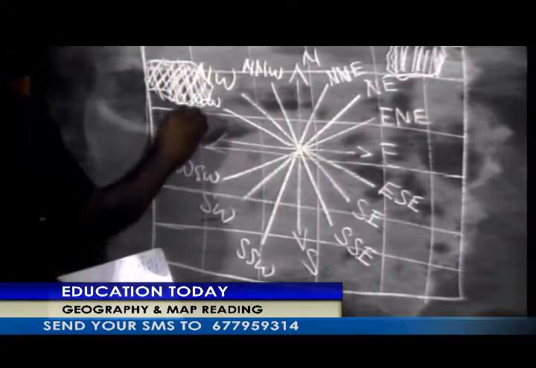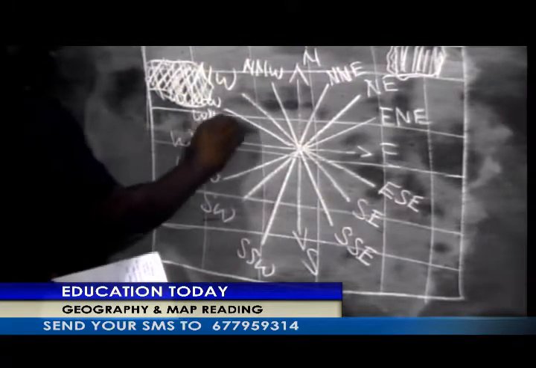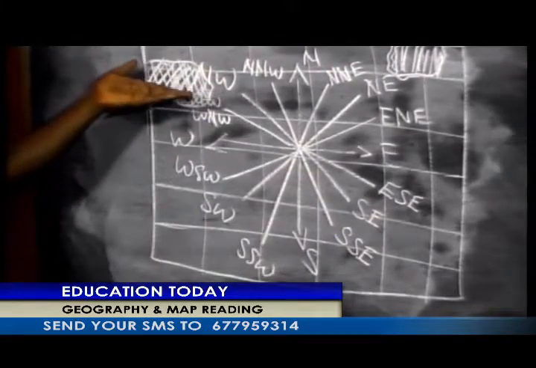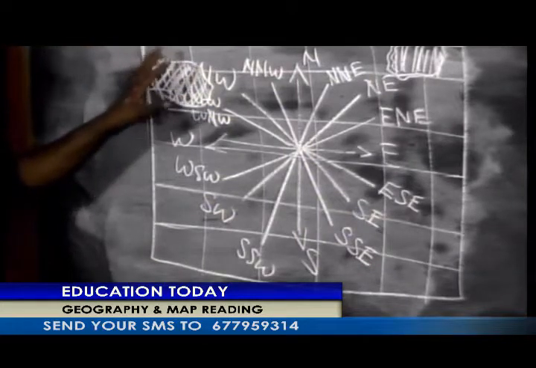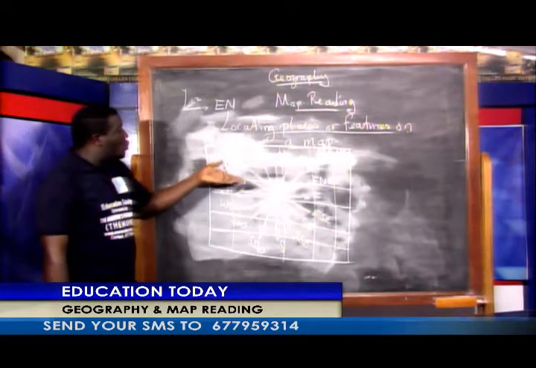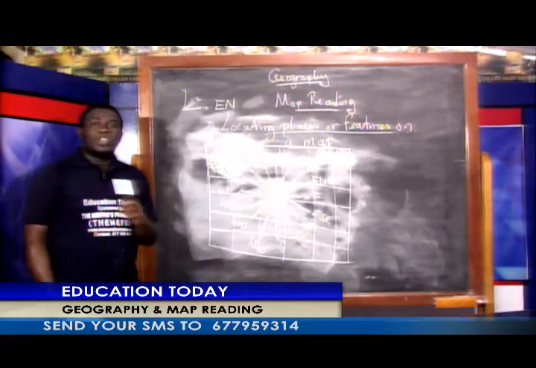We have the western part of northwest. It is found in the western section of the northwest. That is how we use the cardinal point to be able to locate particular sections on the map where features are found.